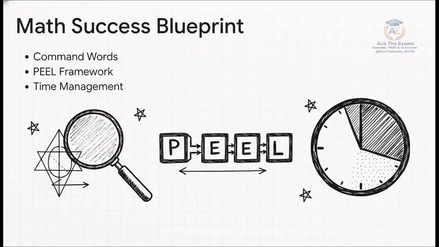To completely bypass those pitfalls, we've distilled everything into the Math Success Blueprint. Rule 1. Command word decoding. If the exam explicitly says, show that, we must show every single substitution step. If it says evaluate, we absolutely need a final numerical answer. Rule 2. PEEL Framework Application. Always rhythmically structure the process. Point, evidence, explanation, link, to practically guarantee those vital method marks.